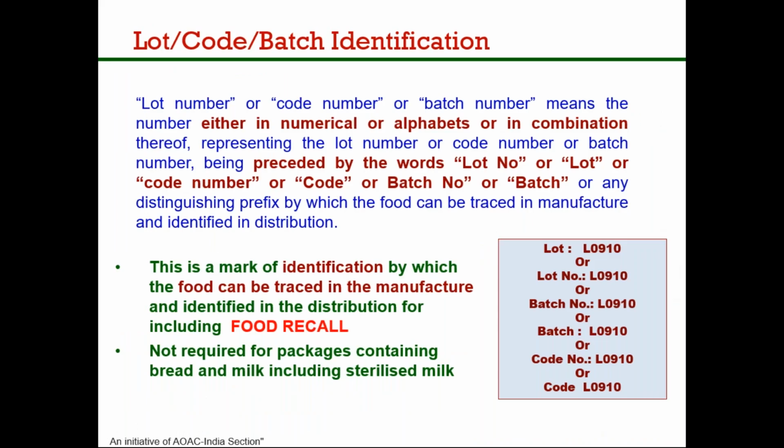You see, we have this lot number and batch number. This is the definition as I indicated. It is either in numerical or alphabets or a combination of the two shown over here. It should be preceded by the word lot, lot number, batch, code number or code. It is used as an identification mark for the manufacturer to be traced, and it helps in food recall. However, this lot, code and batch identification is not required for packages containing bread and milk.